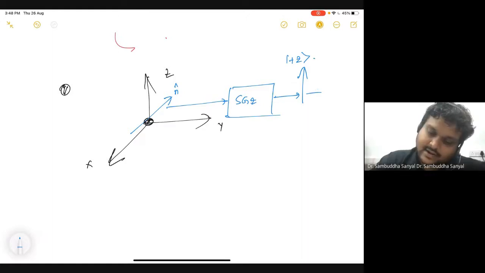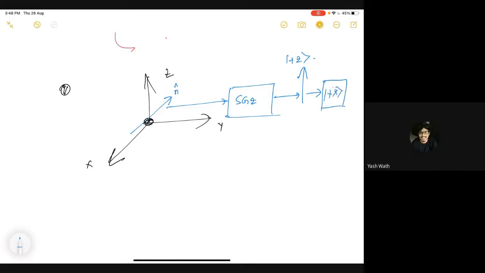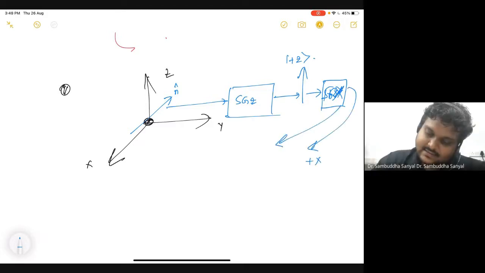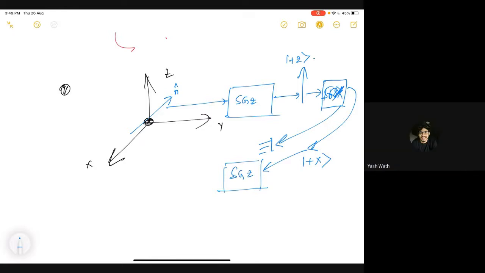So now you are putting it in X. And then I'm taking the plus X out of it, and the other one is blocked, and the plus X is sent into another SGZ. And then I get plus and minus again, which was the surprising part.